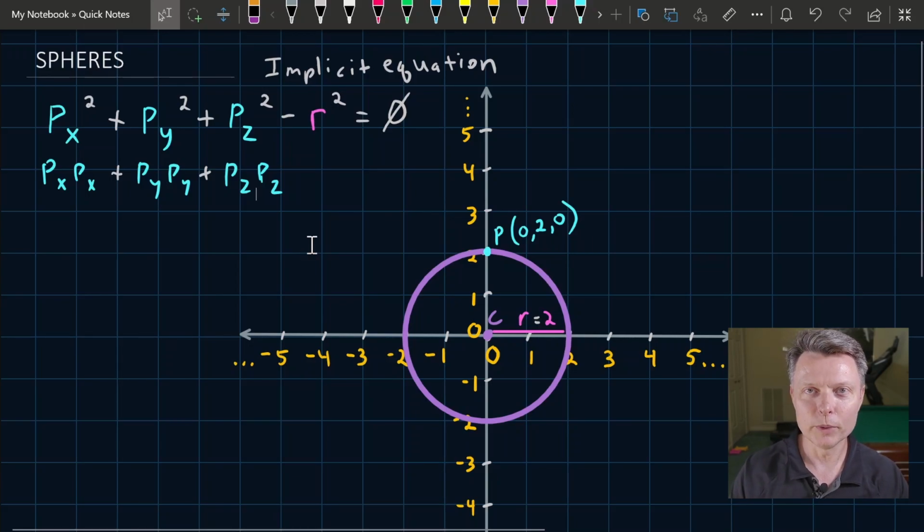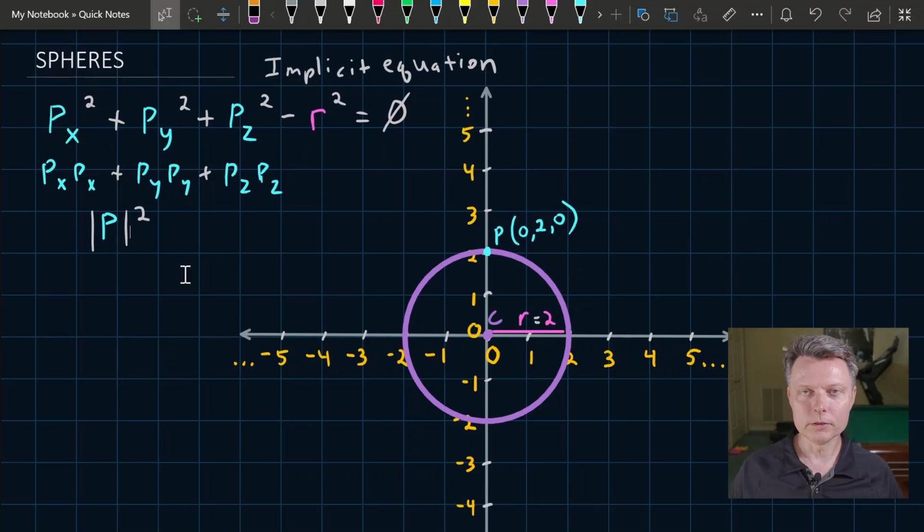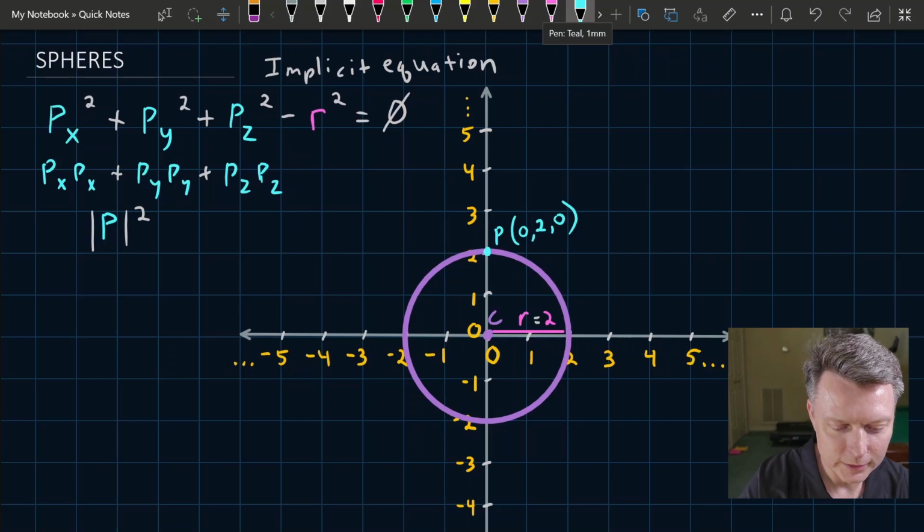And in fact, another way to write this is the length of p squared. And so if we wanted to, we could write this implicit equation of a sphere in vector form. And then in that case, it would have p squared, or p dot p. And yet another way we could have written it is p dot p.